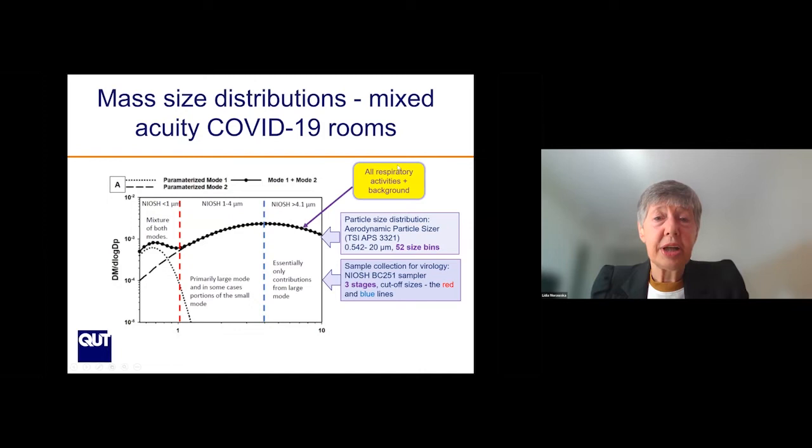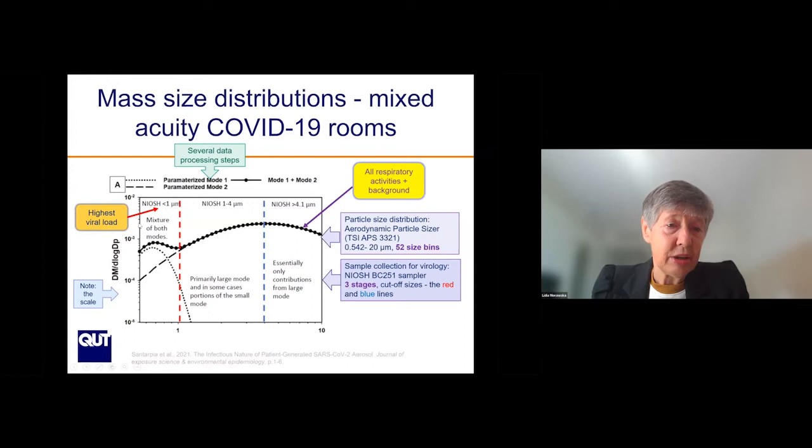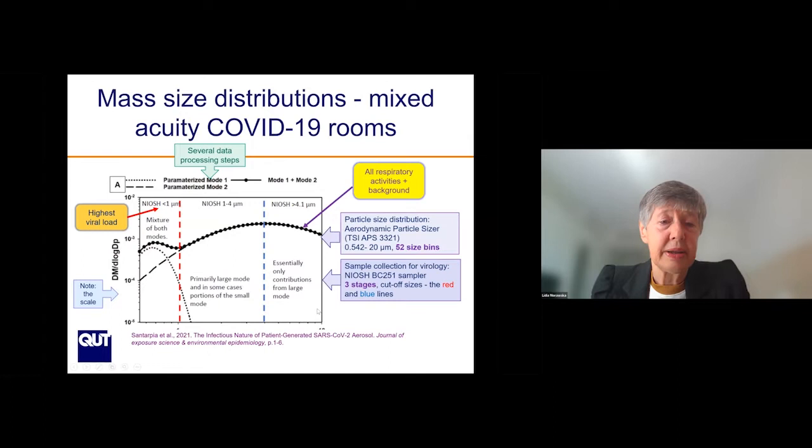And since this is in the room, there are all respiratory activities and the background. I'd also like to point out that there were several data processing steps, so it's not just coming from the instrument. Please note the scale, because you may say, okay, what I saw before, the majority was in the submicrometer range and there was little in the larger sizes, and here it's the other way around. Now, this is mass distribution. The point is that the mass of a few larger particles significantly overshadows many, many more small particles, but this is just mass. The most important point which I wanted to show here is that the highest load was in the smaller sizes, below 1 micrometer. This was a study by Sandarpia and colleagues.